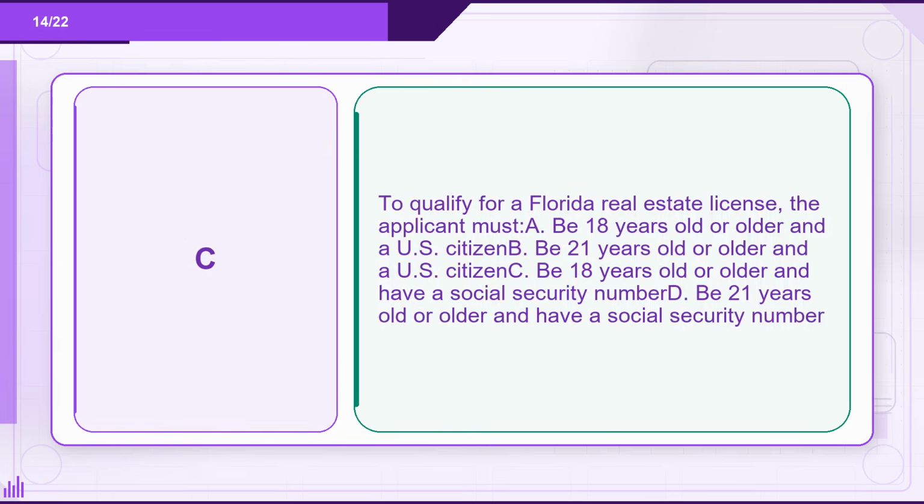Flashcard 14. Term: C. Definition: to qualify for a Florida real estate license, the applicant must: A. Be 18 years old or older and a U.S. citizen. B. Be 21 years old or older and a U.S. citizen. C. Be 18 years old or older and have a social security number. D. Be 21 years old or older and have a social security number.